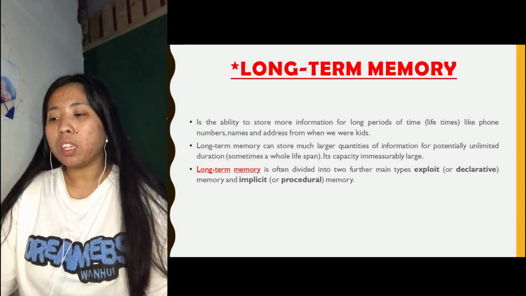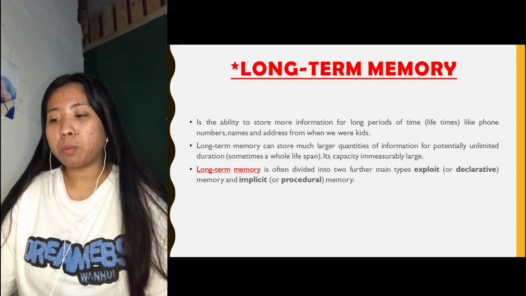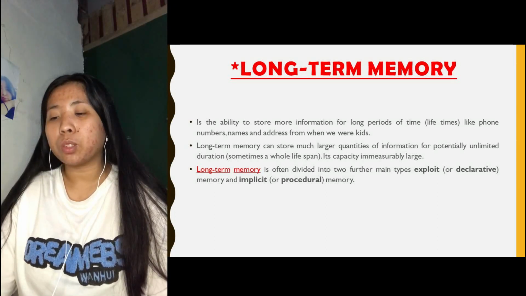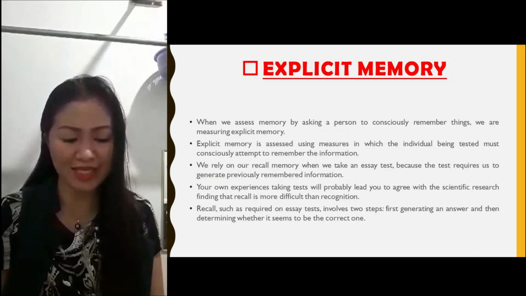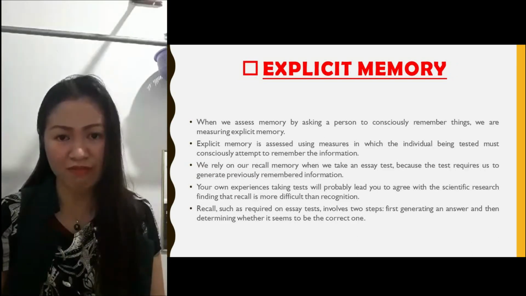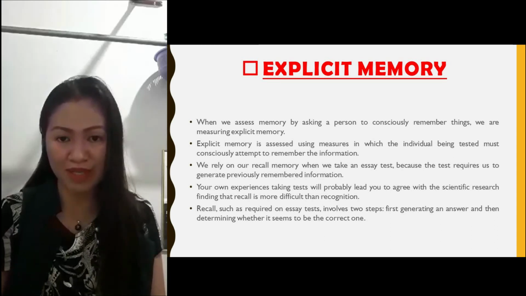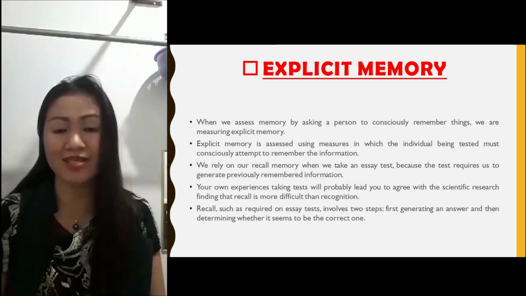And then, by the way, the long-term memory is divided into two main types: explicit or declarative memory, and implicit or procedural memory. I will discuss the four types of memory. The first one is explicit memory. The second one is declarative memory. The third one is episodic memory. And the last one is semantic memory.